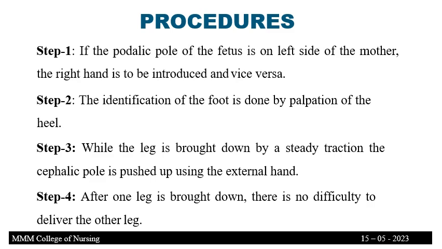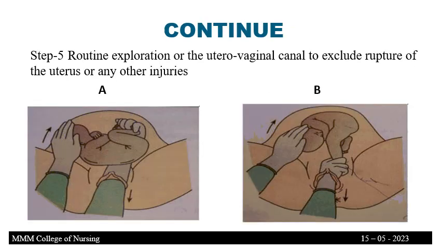So the procedure: if the podalic pole of the fetus is on the left side of the mother, the right hand is to be introduced, and vice versa. Identification of the foot is done by palpation of the heel, while the leg is brought down by steady traction. The cephalic pole is pushed up by the external hand. After one leg is brought down, there is no difficulty in delivering the other leg.